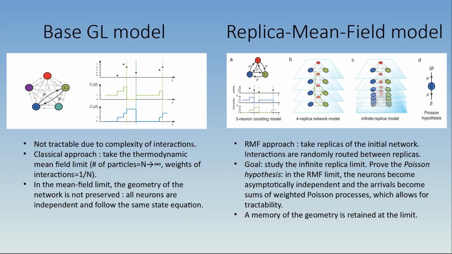And so for future work, we're working on generalizing the replica mean field to other kinds of dynamics, not just from neuroscience, and also, as I mentioned, to study cycles of neurons in the GL model, so for specific geometries. In particular, fixed points for the distribution, existence and uniqueness of fixed distributions.